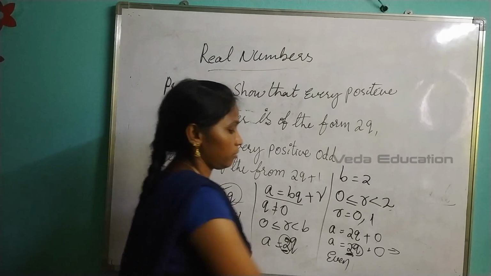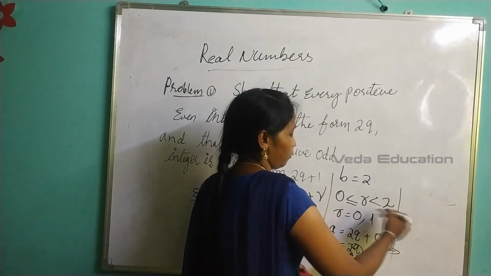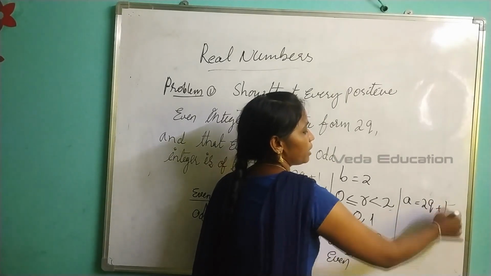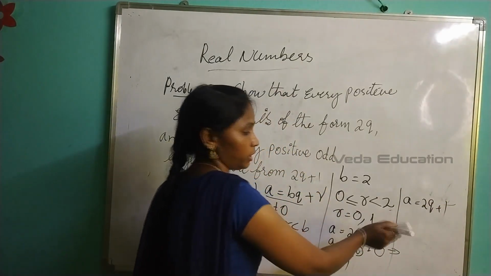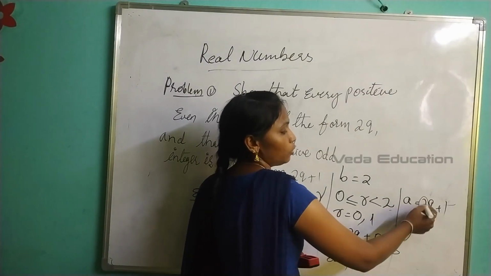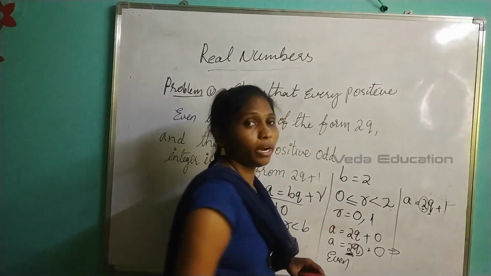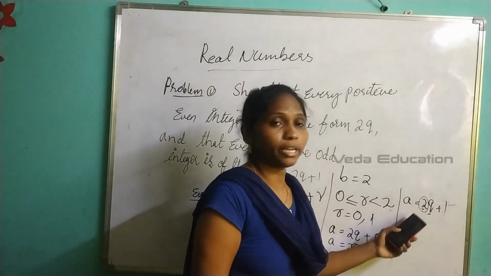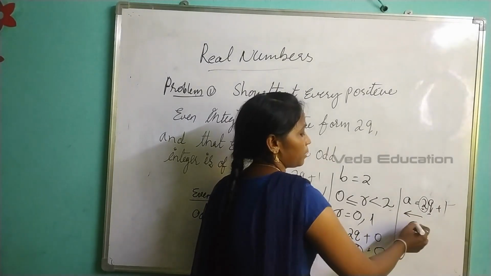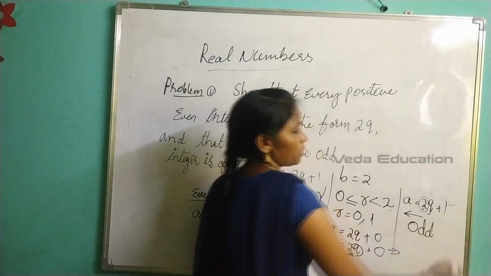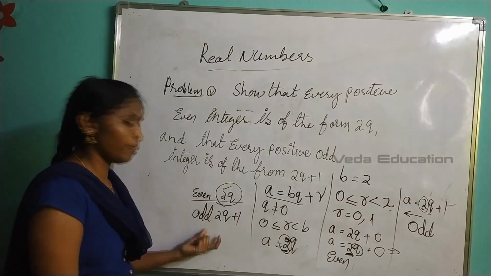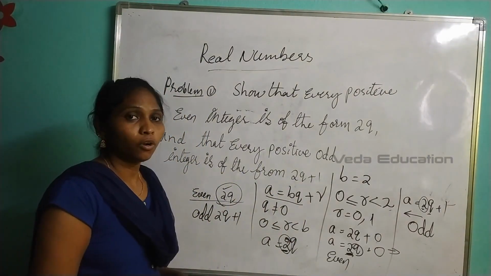Now the odd integer. Substitute 2 for b, and the r value is 1. Now after division by 2, if you get 1 as the remainder, it is not exactly divisible by 2. So those numbers we call odd numbers. So our even integer is in the form of 2q and the odd integer is in the form of 2q plus 1. Got it?